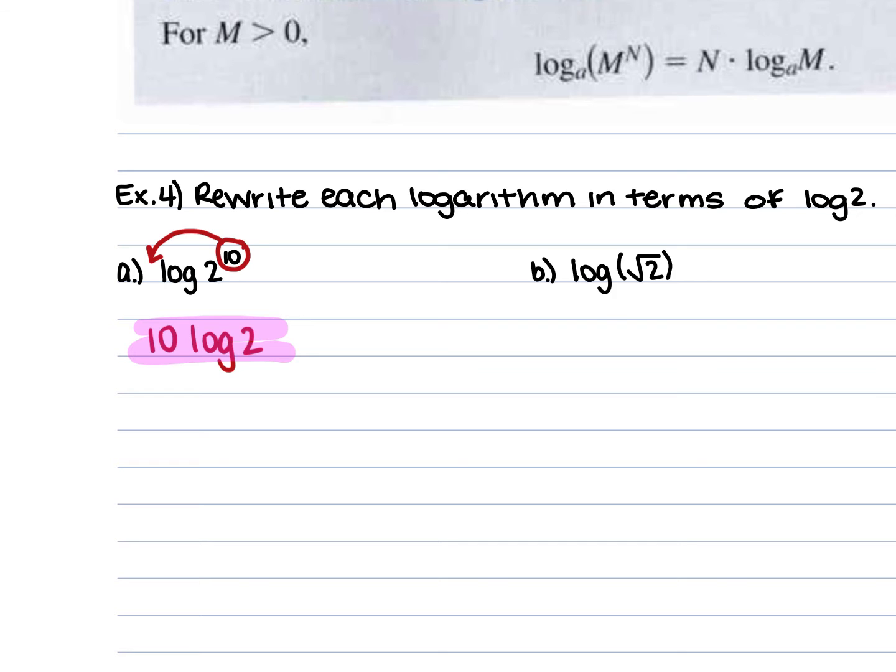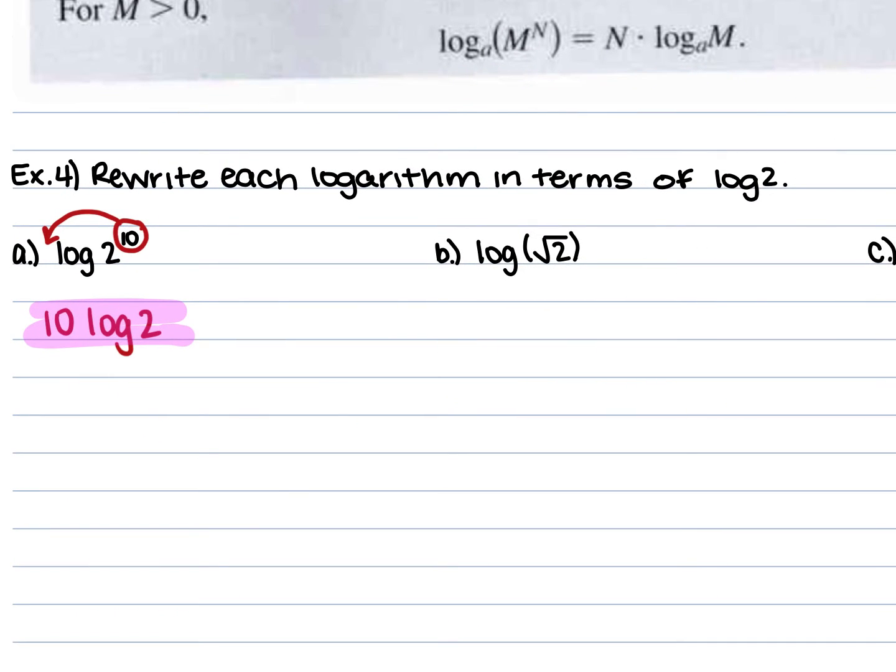For example B, you have log square root 2. So this 2 that's underneath the radical, remember the radical represents a power of 1/2. It's the same thing as saying log 2 to the power of 1/2. Again, we have an exponent on that big number. We can't leave that there, so it has to go in front and multiply with that log. So it's going to be 1/2 times log 2.